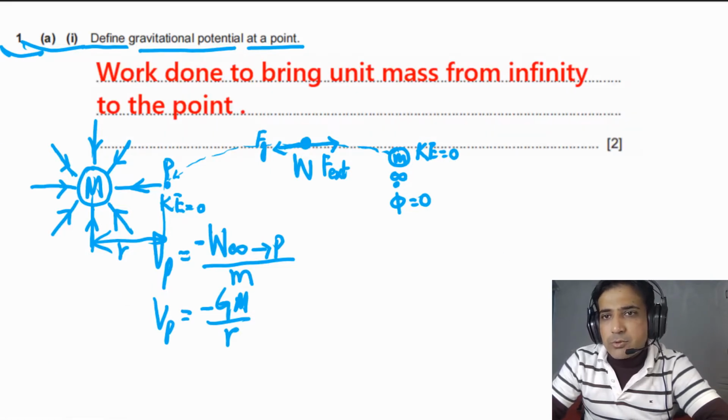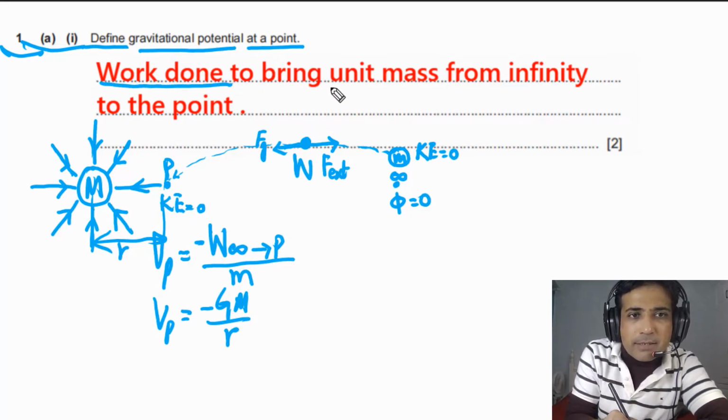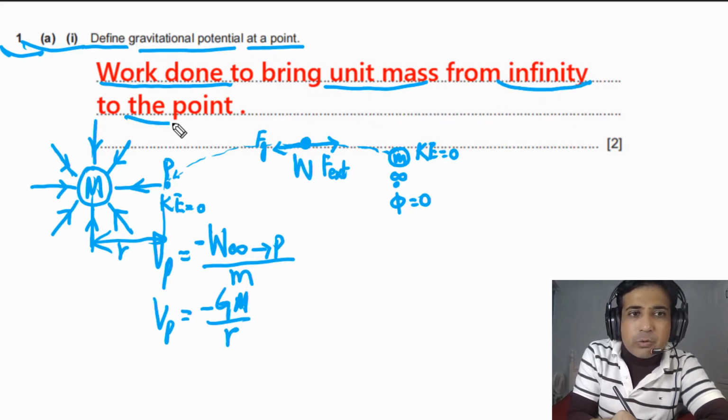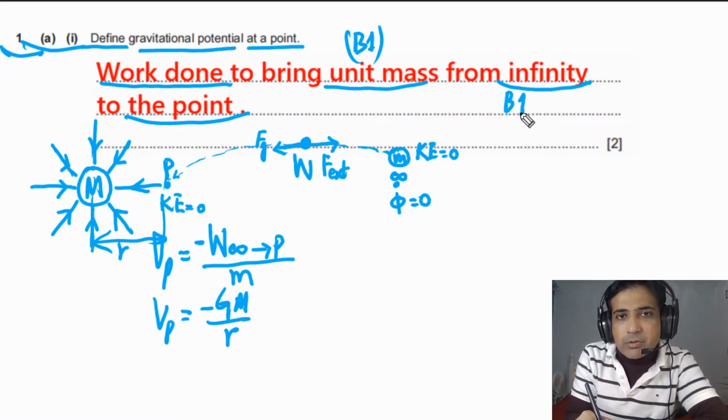This question has 2 marks. If you have written work done per unit mass, you will get 1 mark. And if you have mentioned to bring unit mass from infinity to that point, you will get the second mark. So you will get 1 B mark here and second B mark here. So this is how these 2 marks will be awarded.